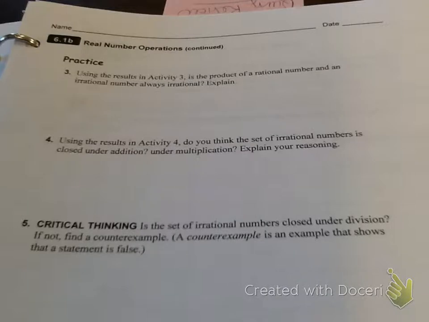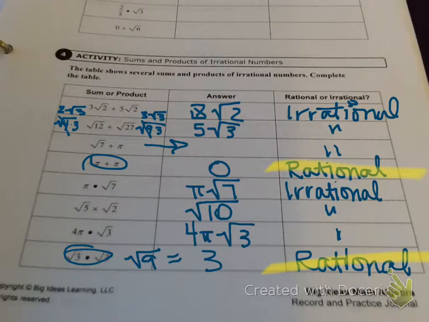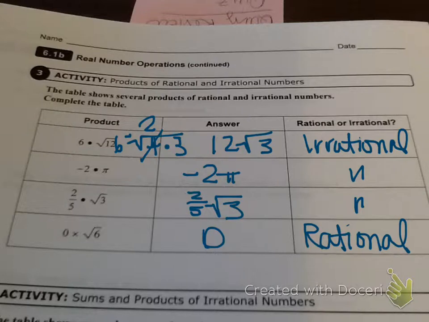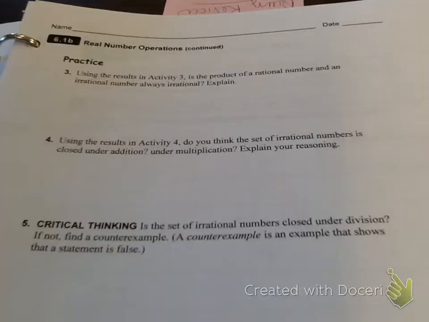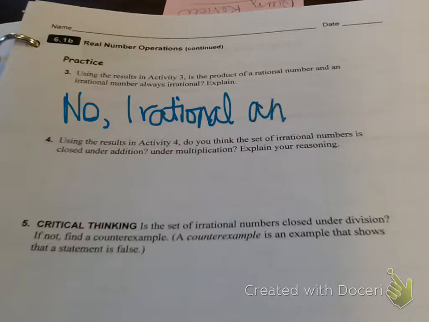So using the results in activity 3, is the product of a rational number and an irrational number always irrational? So our answer here has to be no, again, because we have a rational answer. But the only rational answer that we got was when we multiplied by 0. So our answer is definitely no. We had one rational answer. So we cannot generalize that the product of a rational and irrational number is always irrational.